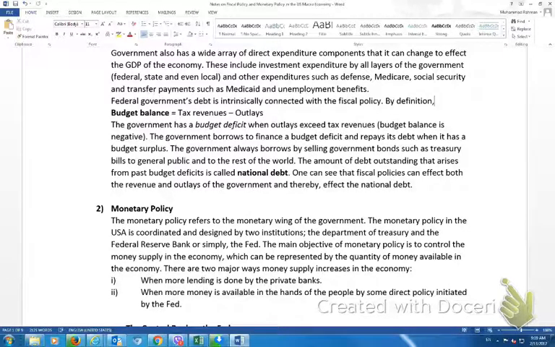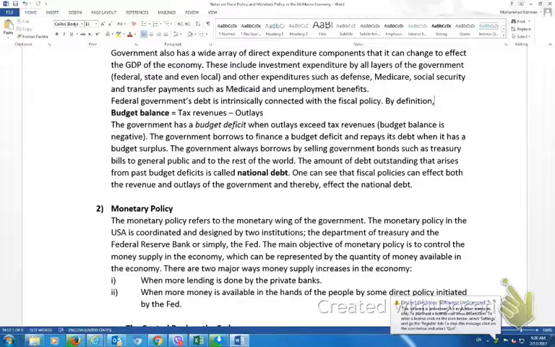For a country like USA, the monetary policy is coordinated and designed by two institutions. One of them is part of the federal government, and the other one is a semi-independent institution. The government institution that is part of the monetary policy is called the Department of Treasury, and the other is the semi-independent government institution. The reason why I am calling this semi-independent will be discussed later on, although on pen and paper, the Fed, the Federal Reserve Bank, is supposed to be completely independent.